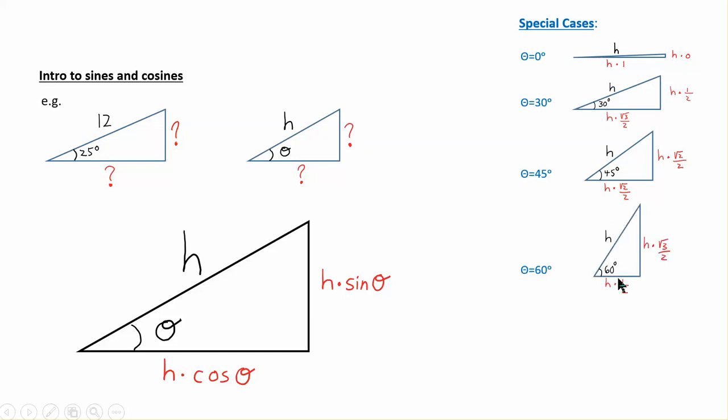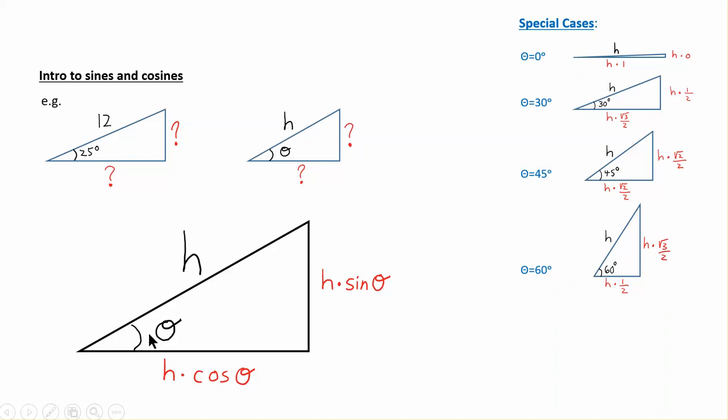If you had a 60-degree triangle like that, then you may recall that the length of this side here is 1/2 the length of the hypotenuse, and the length of this side here is square root of 3 over 2 times the hypotenuse. So again, in this case, we can say that cosine of 60 degrees must be 1/2, and sine of 60 degrees must be square root of 3 over 2.